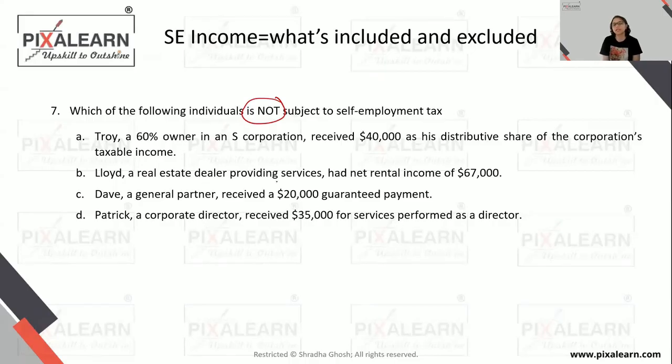Very good. Real estate dealer providing services will be included. General partner having guaranteed payment will be included. Patrick, a corporate director receiving fees as director, will be included. S Corp's share of income will not be subjected to self-employment taxes. That is the biggest delta between S Corps and partnership. The money that you make from an S Corp will not be liable for self-employment tax. That's the reason an S Corp is a preferred business form compared to partnership.